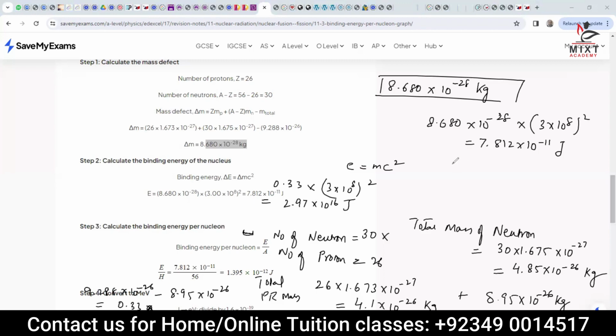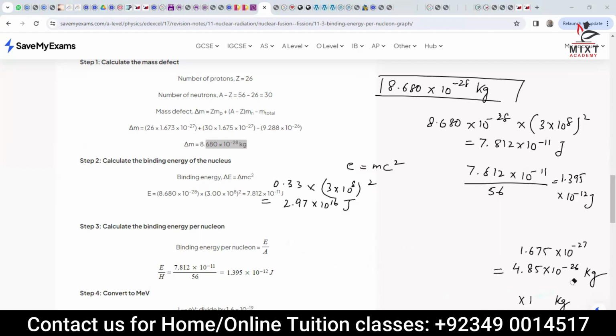Now, Manu, how to convert joules into mega electron volt? The first thing you will do is convert this into electron volt. First of all, this is the total energy, right? So how to convert it? You divide it by the total number of nucleons, which is 56. So 7.812 into 10 raised to the power minus 11 divided by 56 is equal to 1.395 into 10 raised to the power minus 12 joules. This is basically the binding energy per nucleon.